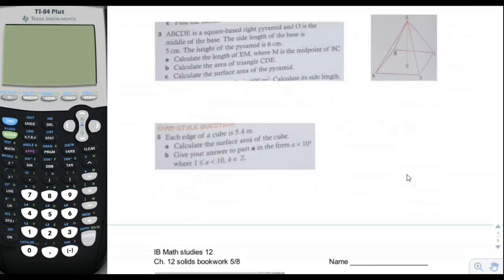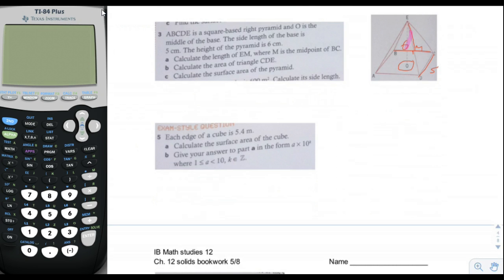Okay, number 3. ABCD is a square-based right pyramid, and O is in the middle of the base. The side length of the base is 5 centimeters. The height of the pyramid is 6. The dotted line is 6. Calculate the length of EM, where M is the midpoint of BC. So BC is that, so the midpoint is right there. EM is the length from the top of the pyramid to the middle of that base.